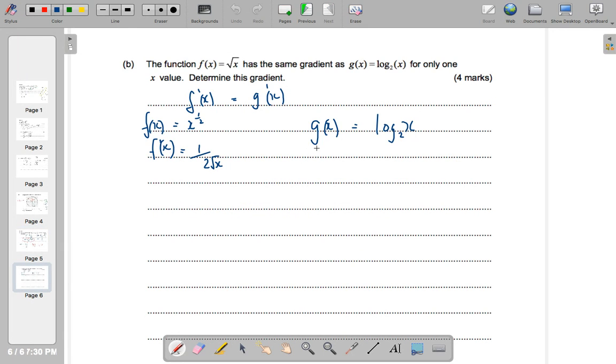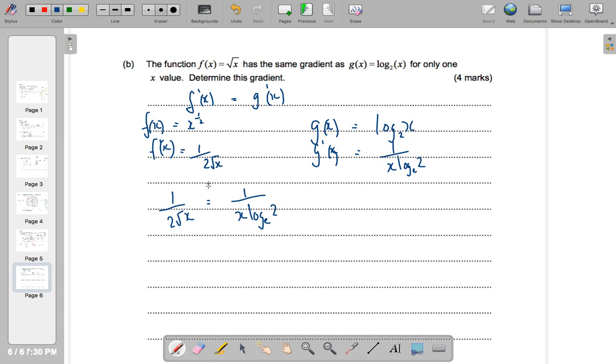So g dash x equals 1 over x times ln 2, and I like to do the base e bit. There we go. So that's the first thing to establish. That means then if the gradients are the same, you've got to make those two equal each other. So 1 over 2 root x equals 1 over x log 2 to the base e.